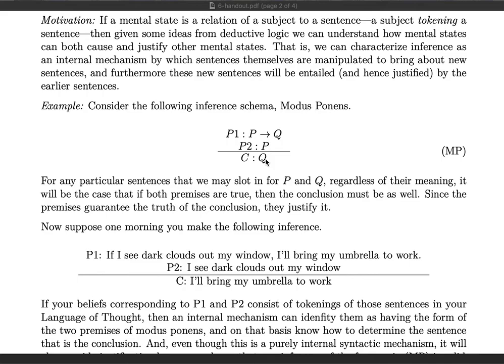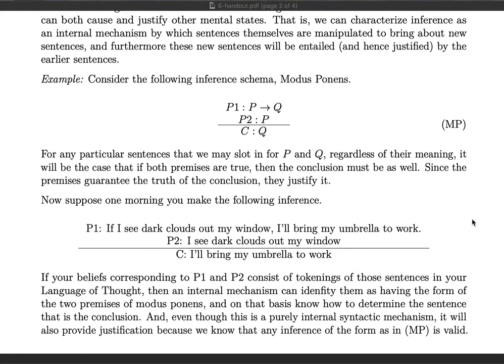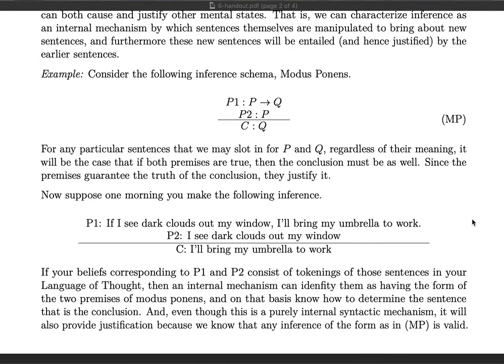Suppose one morning you make the following inference. The first premise is as follows. You have the belief that if I see dark clouds out my window, then I'll bring my umbrella to work. So that's the first premise, and this is one belief you have. Now the second premise is another belief, which is that you do see dark clouds out your window.